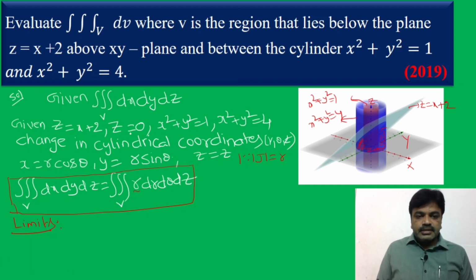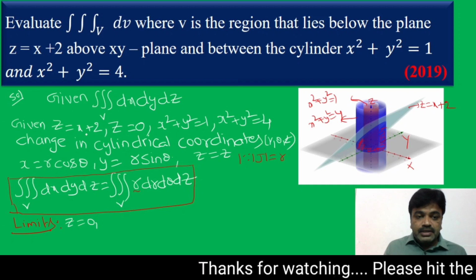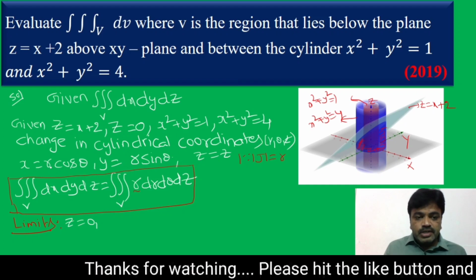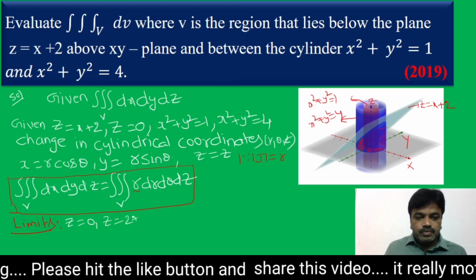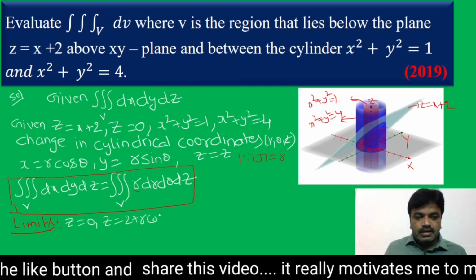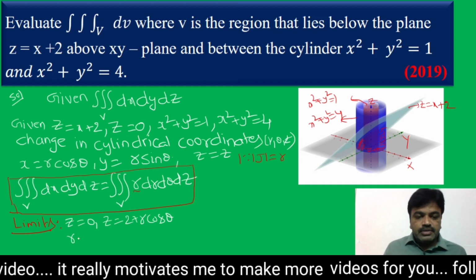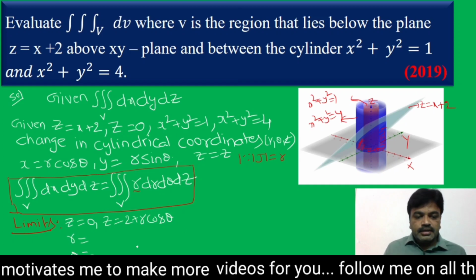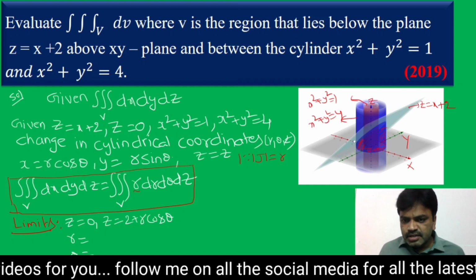Clearly here z is equal to 0. One of the limits is z is equal to 0, and the upper limit is z is equal to x plus 2. What is the x value? x is r cos theta. So z is equal to 2 plus r cos theta. Now I want to find the limits of r and theta. Here clearly z is equal to 0 and z is equal to x plus 2.